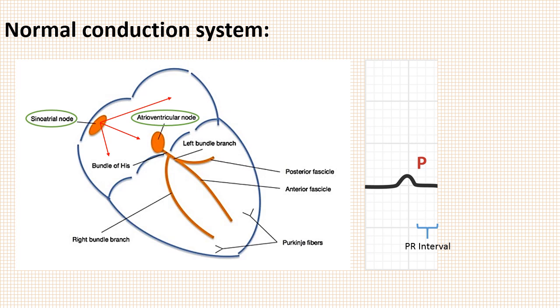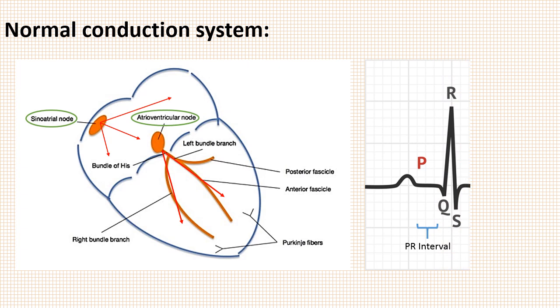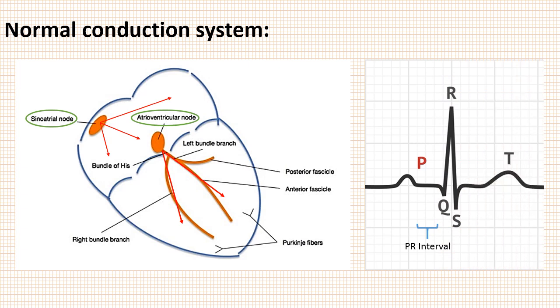Impulses then travel to bundle of His and then to left and right bundle branches and depolarize the ventricles. This will produce the QRS complex. It is followed by repolarization of the ventricles, which produces T wave.